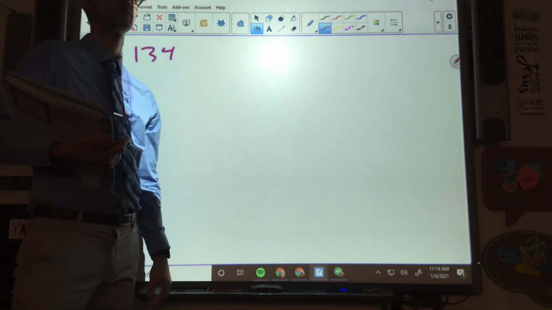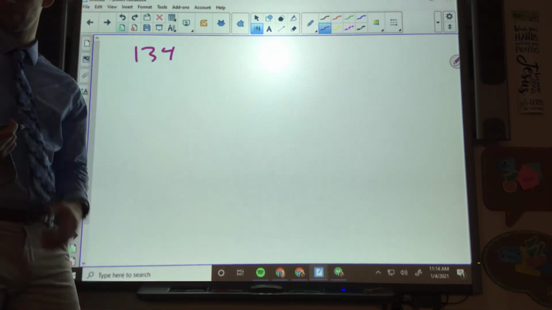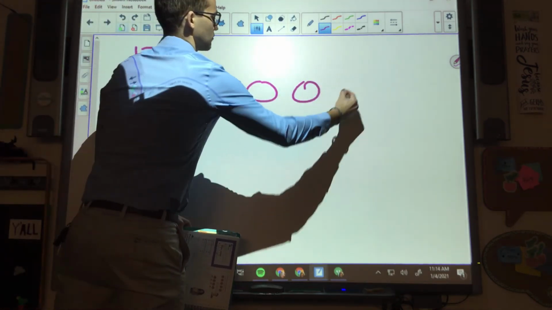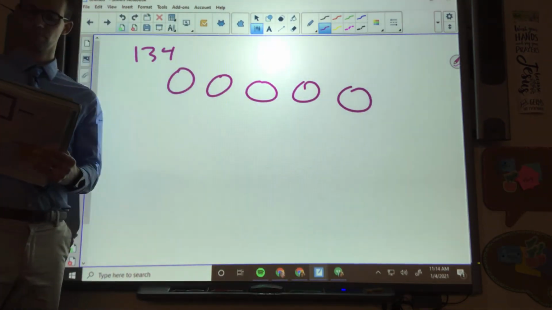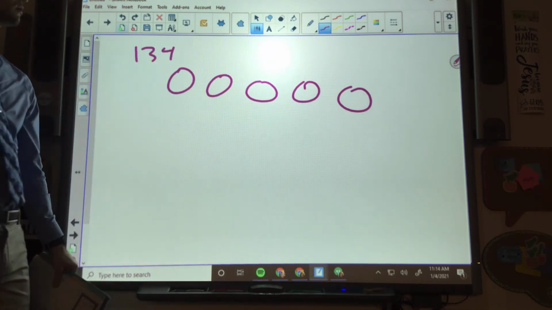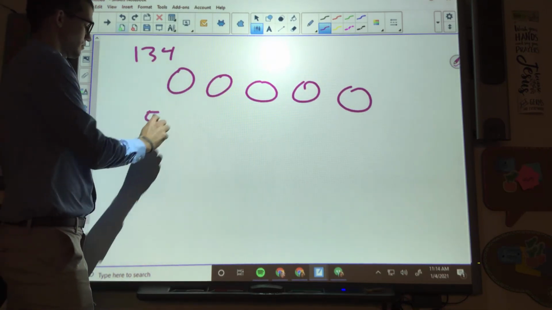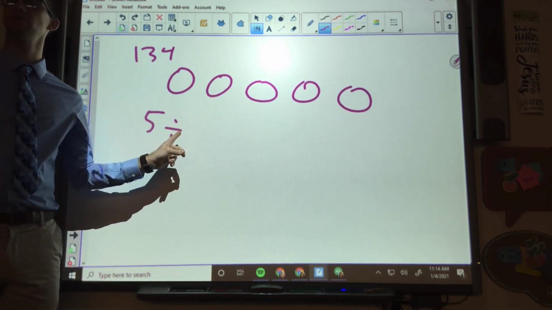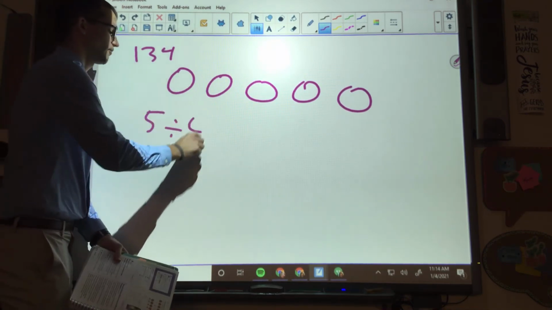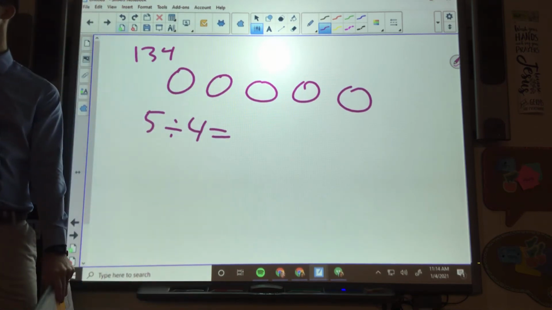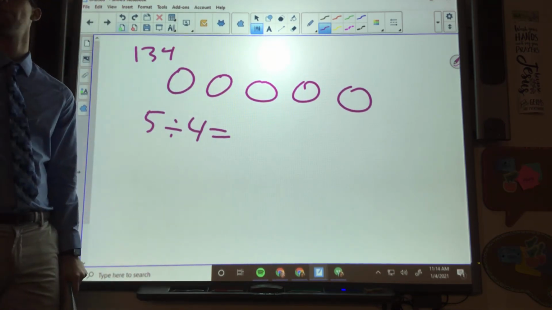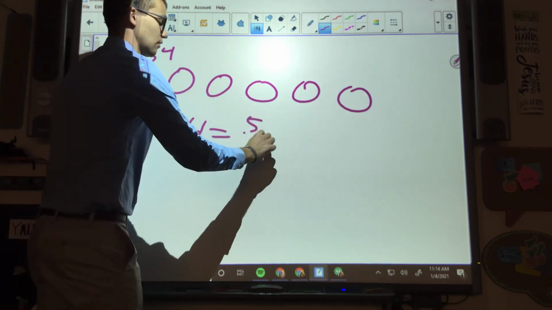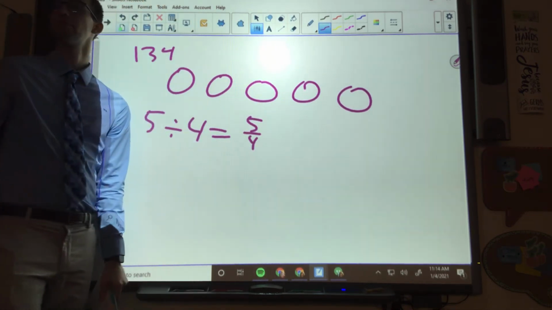Katie uses a mold to make 5 equal size pies. She then divides the 5 pies equally among 4 people. How many pies does each person get? Okay, so we have 5 pies divided among how many people? 4. 5 divided by 4, what do we do with that? 4/5? Nope. We divide. 5/4.